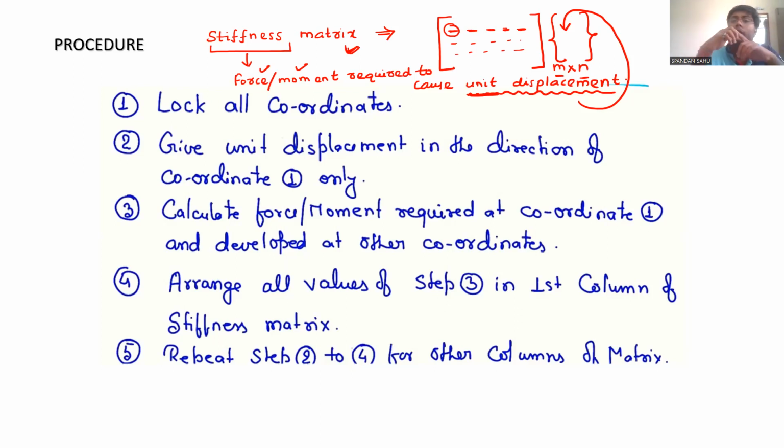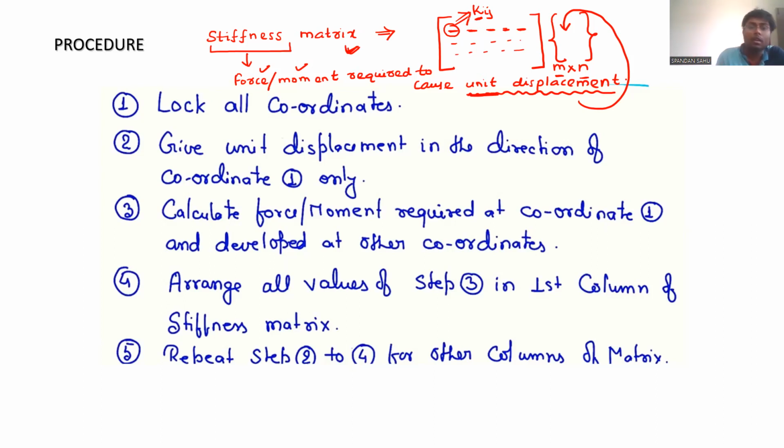To cause that unit displacement, we need some force or moment. Those force or moment corresponding to different coordinates, we will see what are coordinates and how they are given. Corresponding to all those coordinates, you need to fill this matrix, which is called a stiffness matrix. And all those components of the stiffness matrix are given as Kij, where K represents stiffness. It can be axial stiffness, it can be bending stiffness, depending upon the type of members we are taking care of.